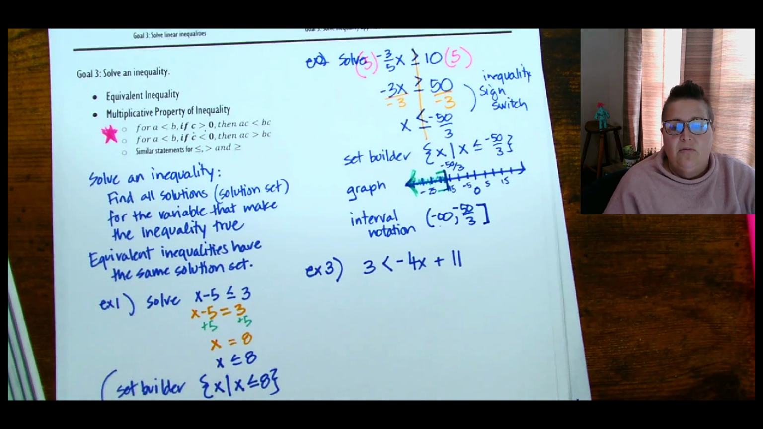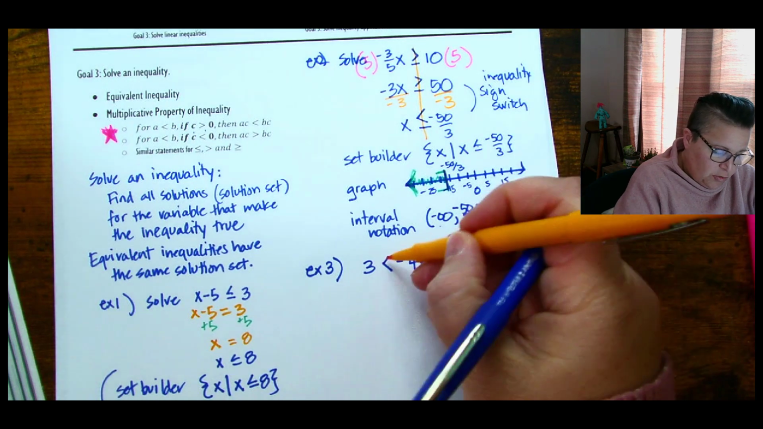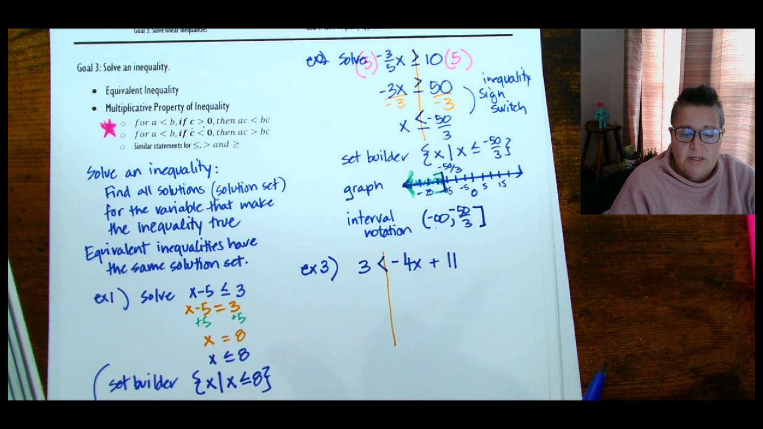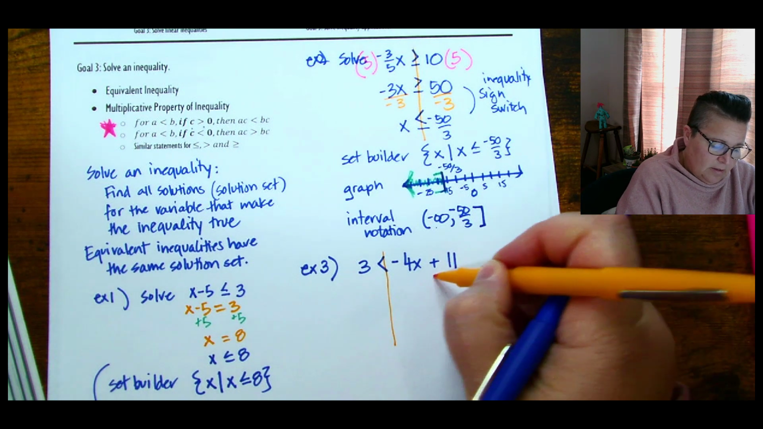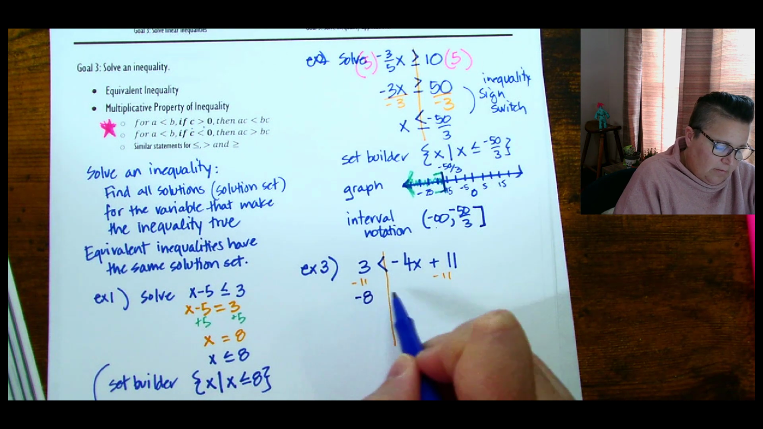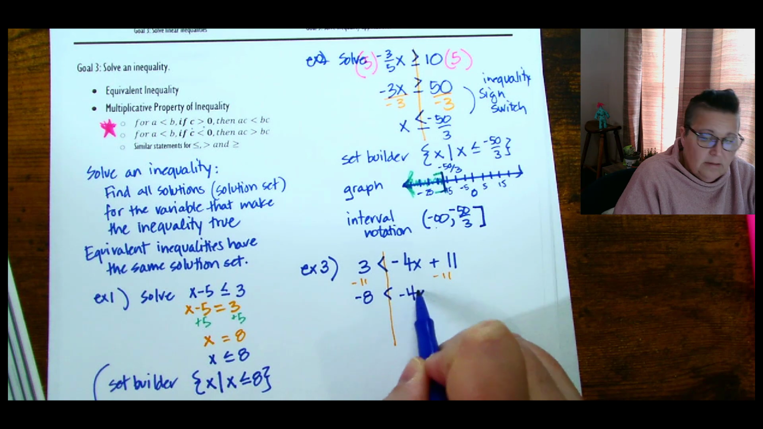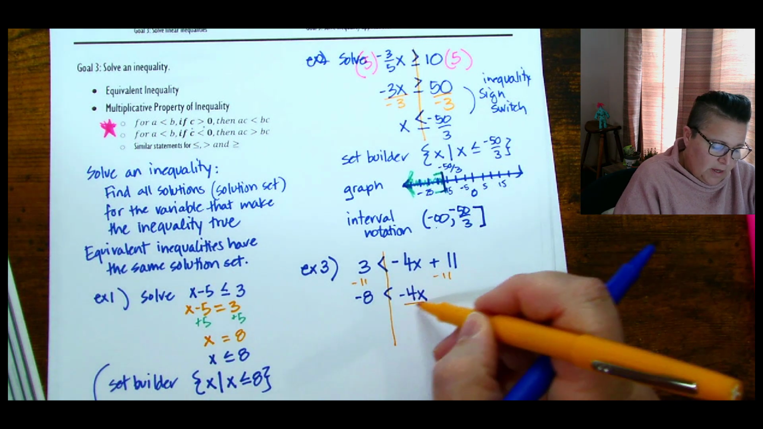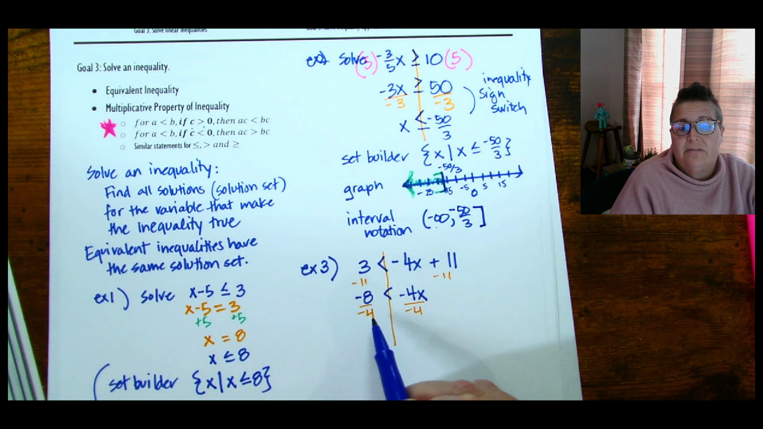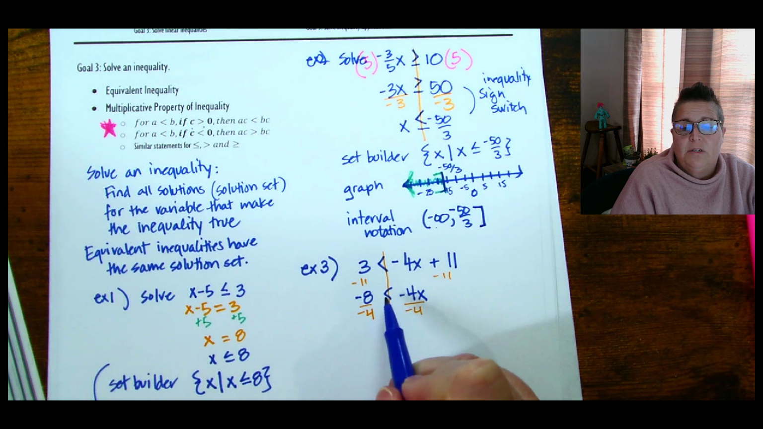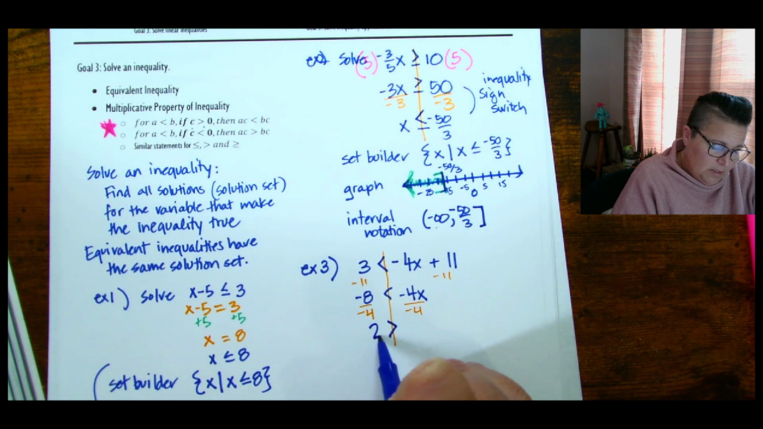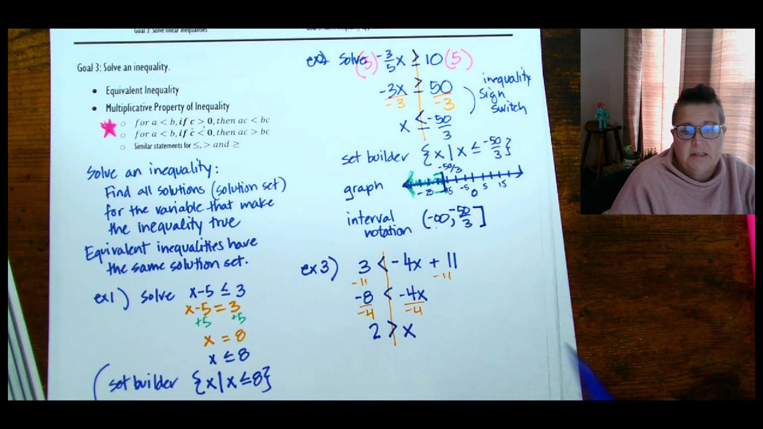3 is less than negative 4x plus 11. I'm going to treat this sign just as an equal sign and solve this inequality as I would an equation. Meaning I'm going to subtract 11 from both sides. That gives me negative 8 is less than negative 4x. And then I'm going to divide both sides by negative 4. Note that I am again dividing by a negative. That is going to cause this sign to switch. So that's going to give me 2, and on this side I'm going to have x.